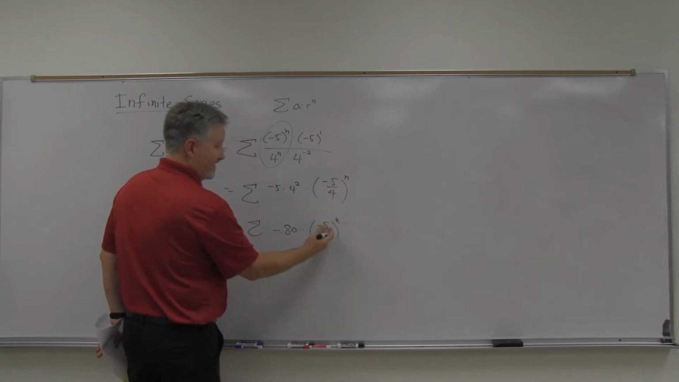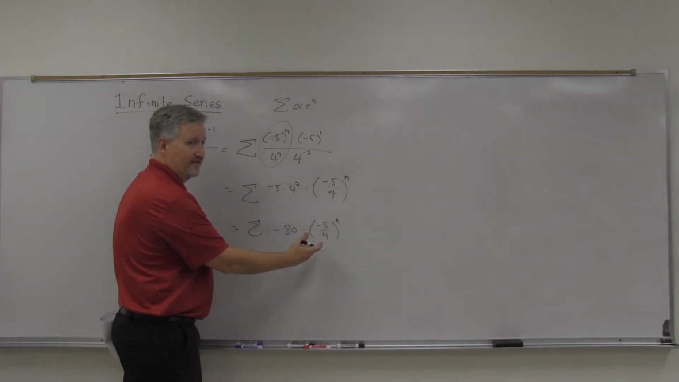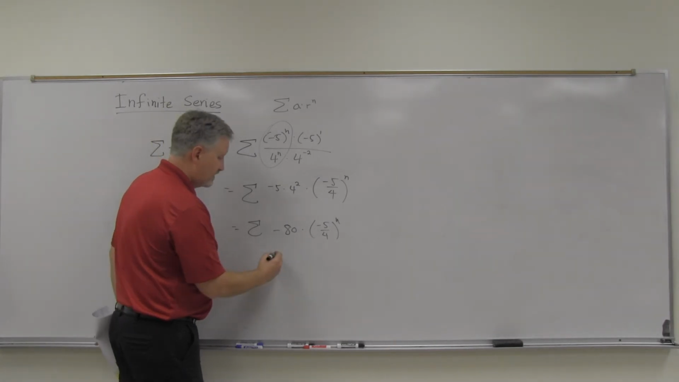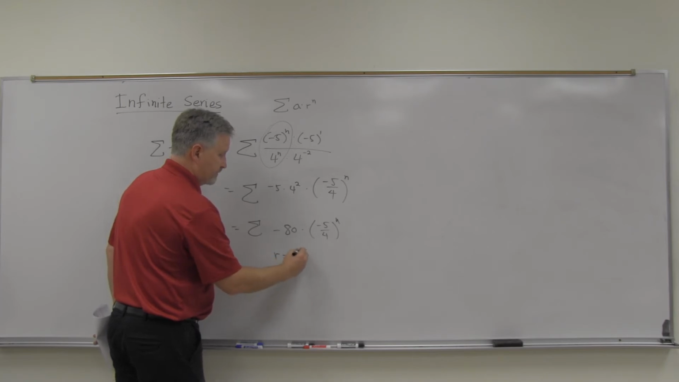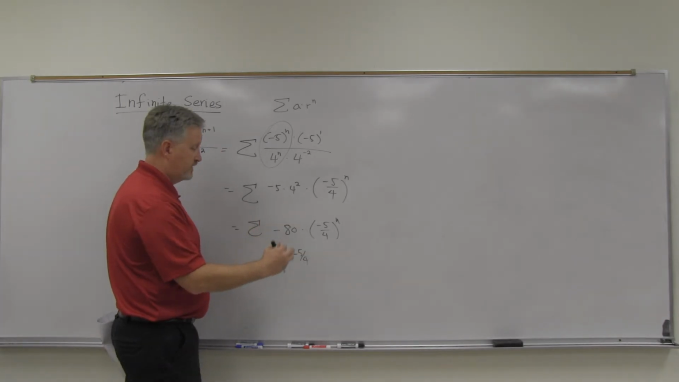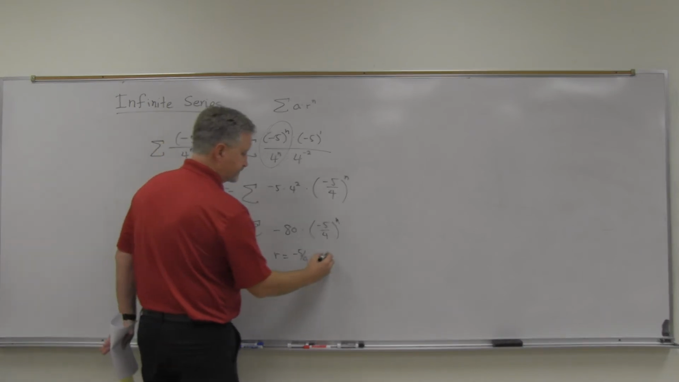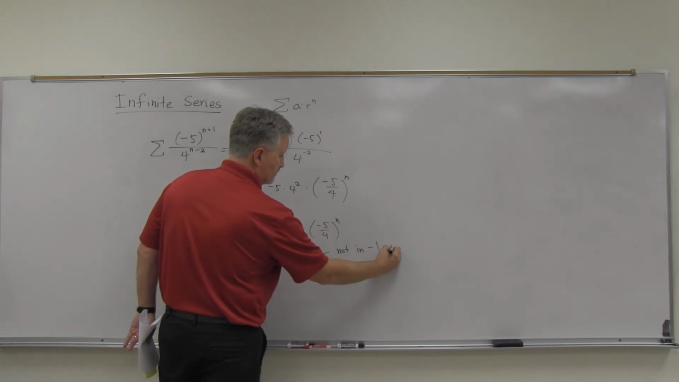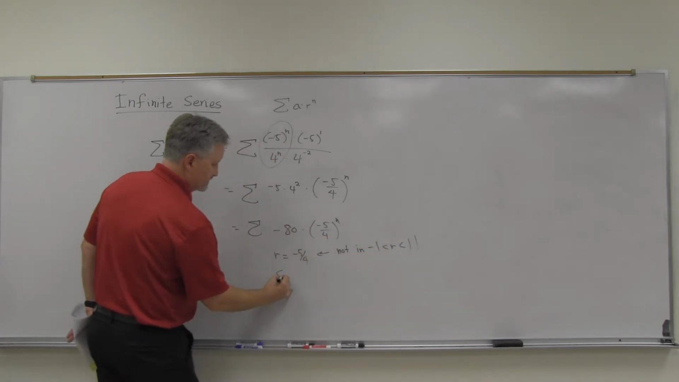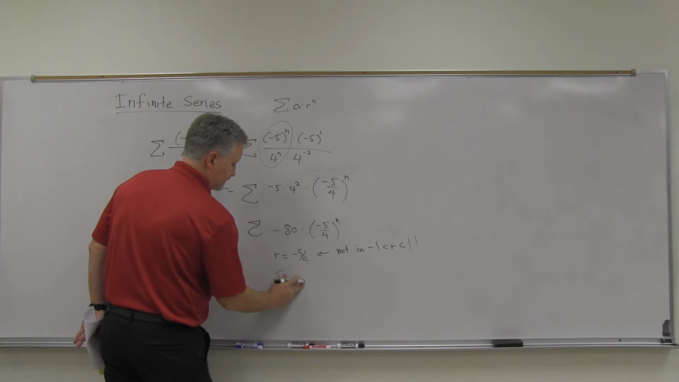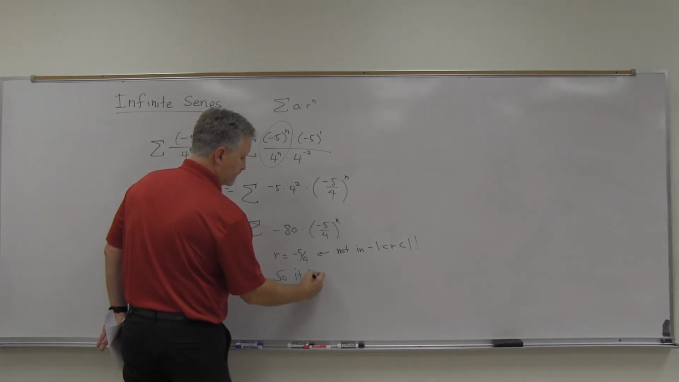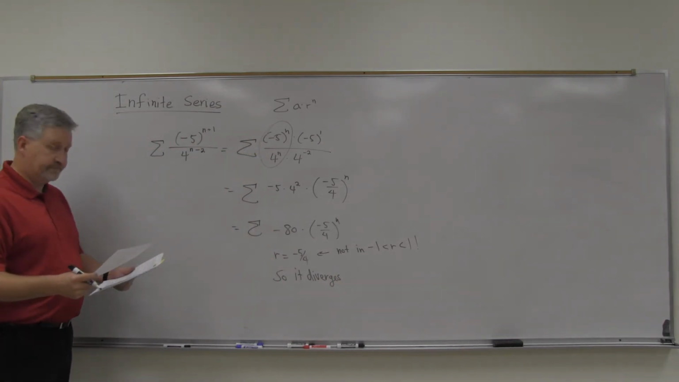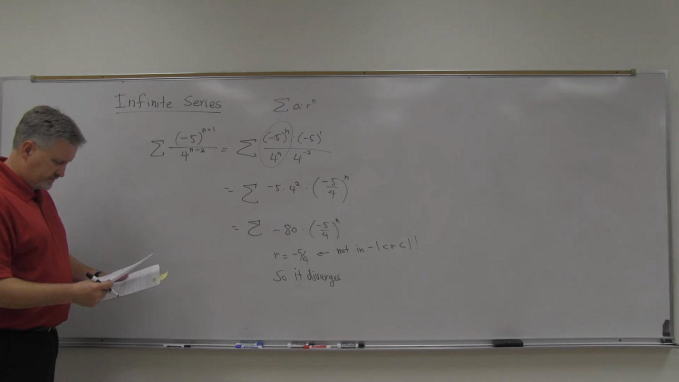But this again is not in the convergent possibilities, is it? R is -5/4, which is not between -1 and +1. So it diverges. This one diverges too. Let me do one more of those and then talk about something else here.